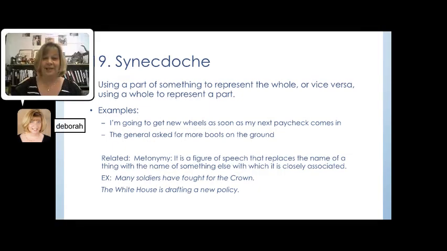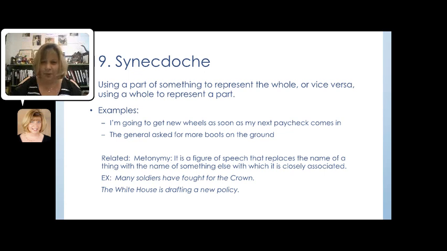Now, synecdoche, besides being really fun to pronounce, is a really interesting concept, and it's related to something else that I'm going to talk about a little bit called metonymy. Synecdoche is when you're using a part of something to represent the whole. So you don't use the whole expression, but you just use a little bit of it to stand for something else, and your reader is going to understand that that one little bit is meant to stand for the whole thing. So you'd say, for example, I'm going to get new wheels as soon as my next paycheck comes in.